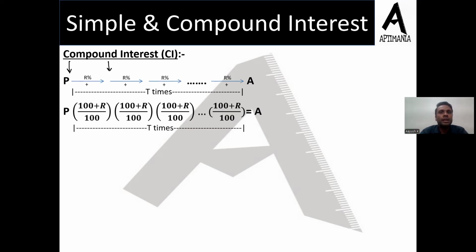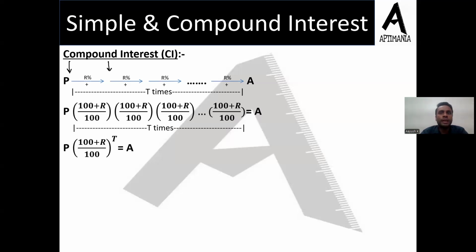You know this thing very well that if the same value is to be multiplied several times, like if I tell you to multiply 5 seven times, 5 into 5 into 5 into 5 into 5 into 5 into 5, then instead of making it so complicated, you would write 5 raised to the power 7. Same is the concept which I am applying over here. P into 100 plus R upon 100 raised to the power T, equal to A.